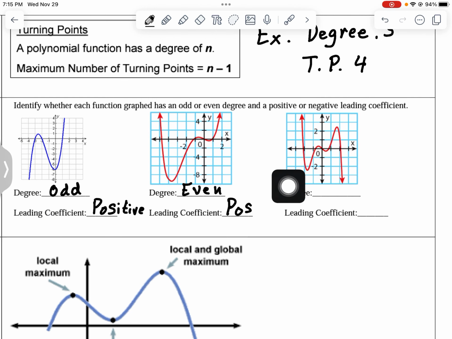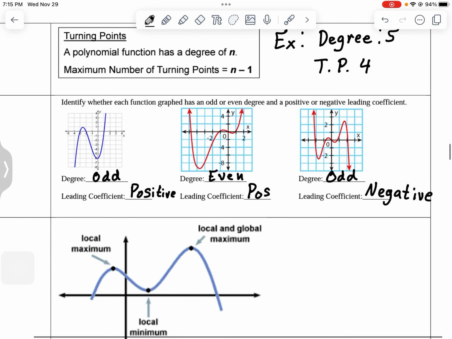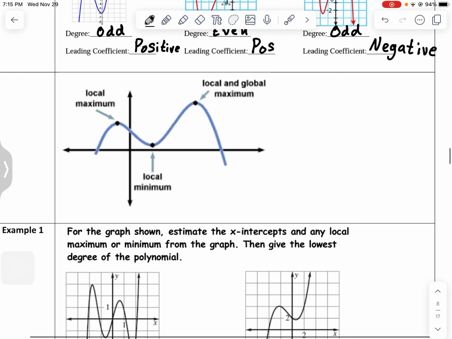Here we are going 2 different directions again. Notice how this one though, as we go to the left it goes up, and as it goes to the right it goes down. So this is going to be the inverse. So this one is odd and negative. That negative is going to end going down. And you can always go back up to the chart if you need a refresher on that.